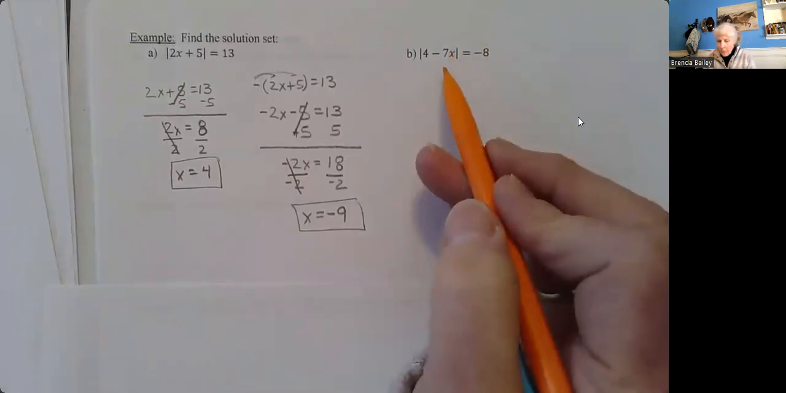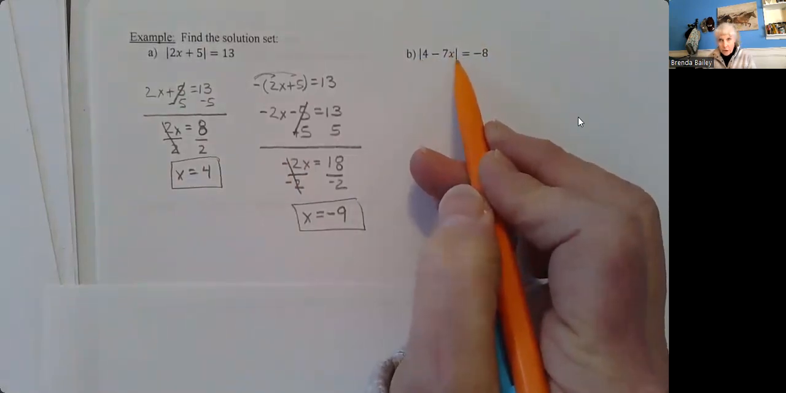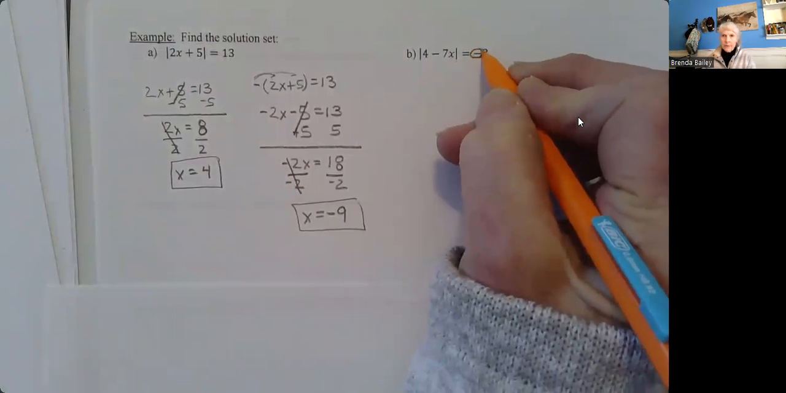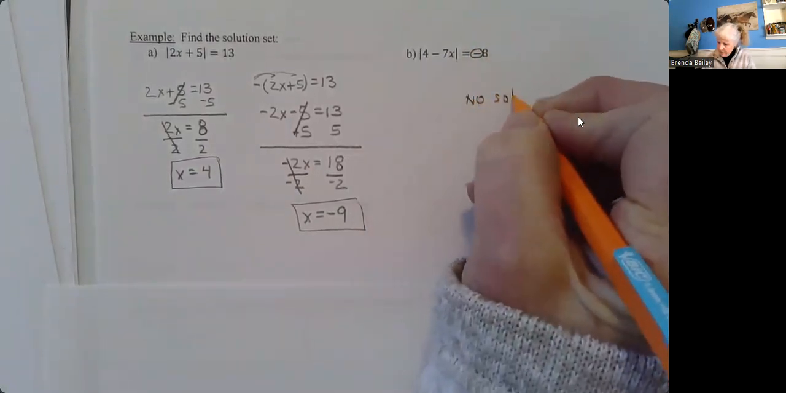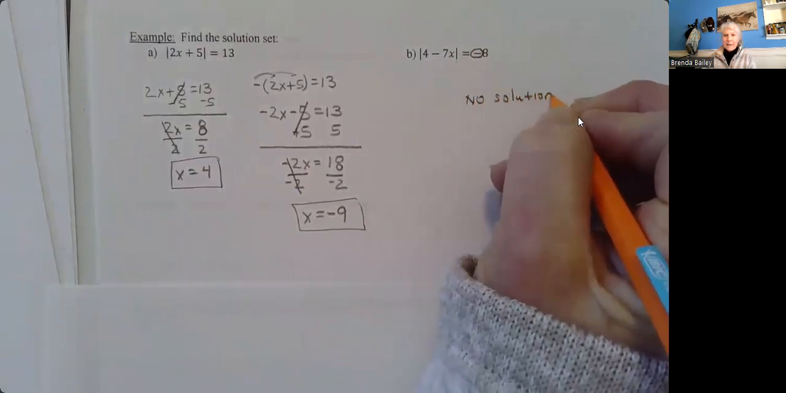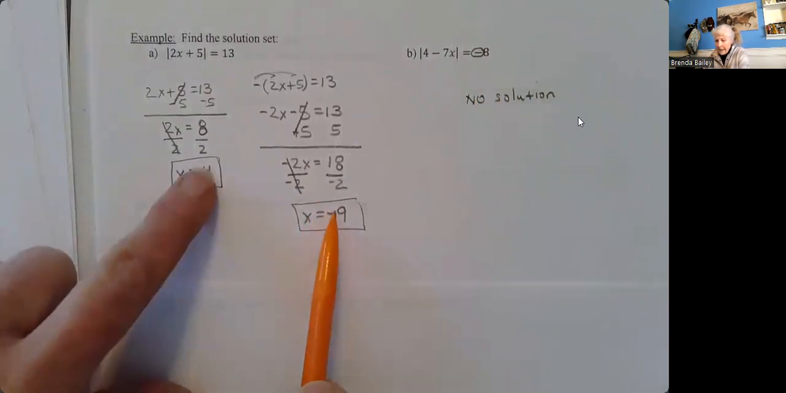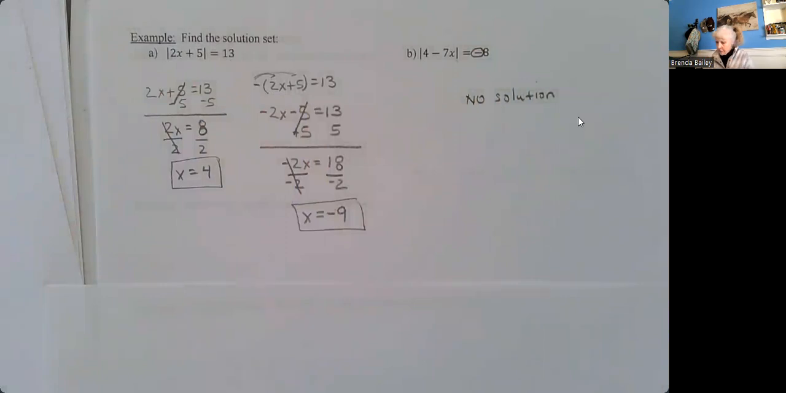Again, step number 1, the absolute value is by itself. Step number 2, the absolute value can only equal a positive number. This is a negative number, so there's no solution. If you were to accidentally go ahead and solve that, when you put the numbers back in like we did, they won't work. So it just saves you some time recognizing that step number 2. Okie dokie.